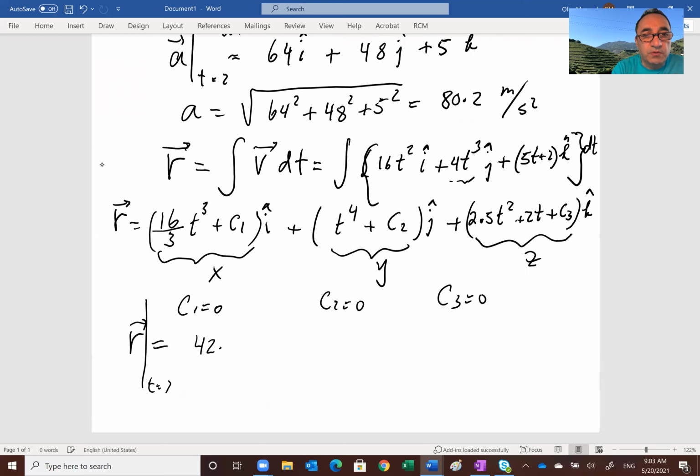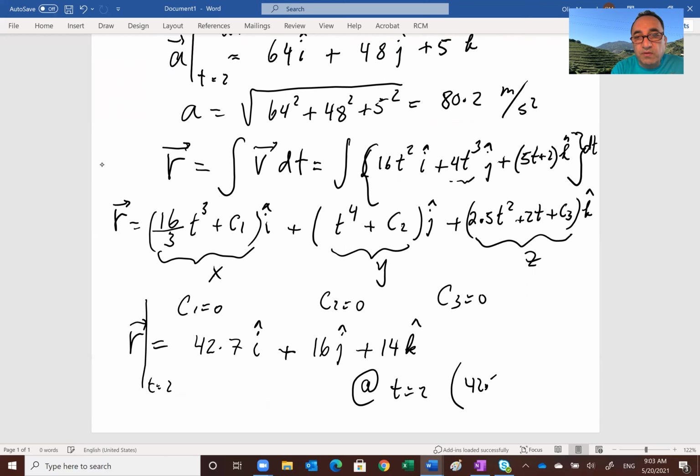r becomes 42.7 if you plug in t equal 2, right? You want to do it at t equal to 2: 42.7 i. This becomes just 16, as you could see, j. Remember, C's are 0. And 14k. So at t equal to 2, the coordinate of this particle is what? 42.7, 16, and 14 in meters. Okay? Very simple problem, right? If I'm going too fast, guys, you can always go back and pause, rewind, fast forward, whatever you want to do.